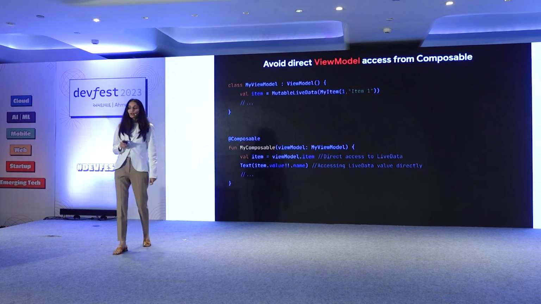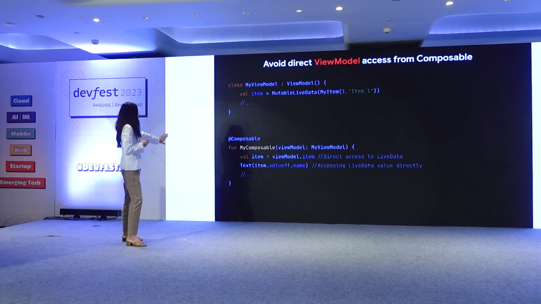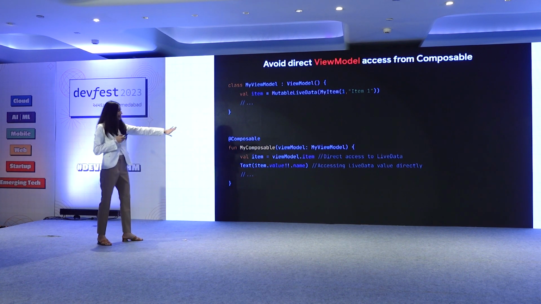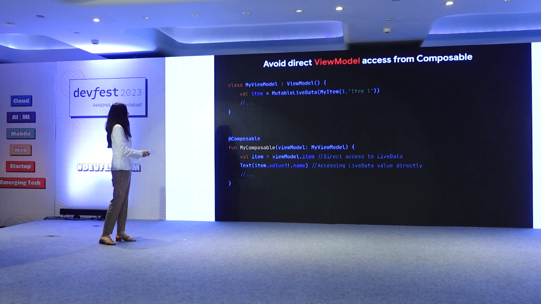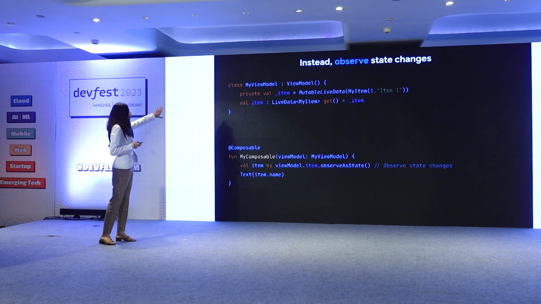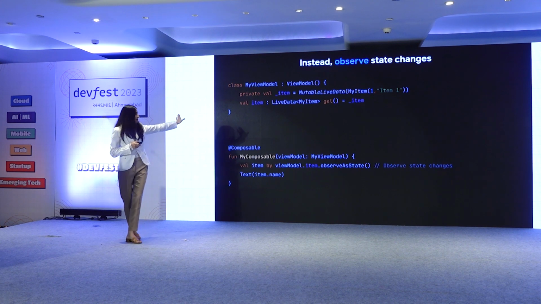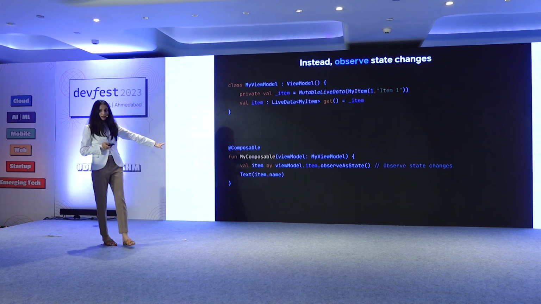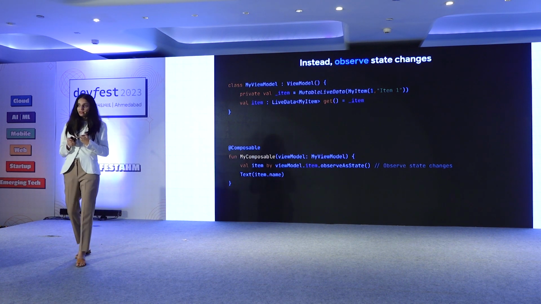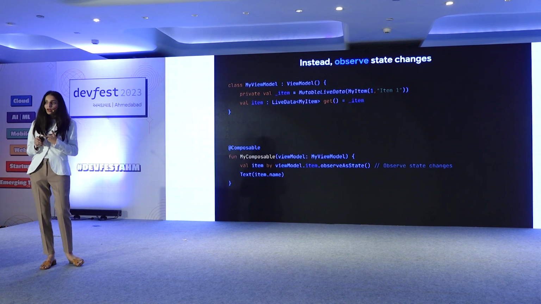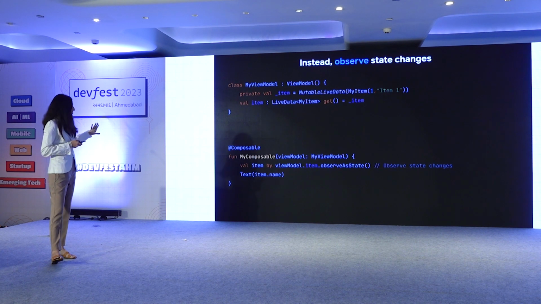Always avoid direct view model access from a composable. This is my mutable live data, and this is my composable. I shouldn't directly do viewModel.item. It's not a better way to do so. Instead, you should always use these two lines. In the first line, we just declare the variable private, and then we get that variable again. This way it handles encapsulation in a better way. It will make the items read-only, so only the view model can change the item. No other component can change the item.